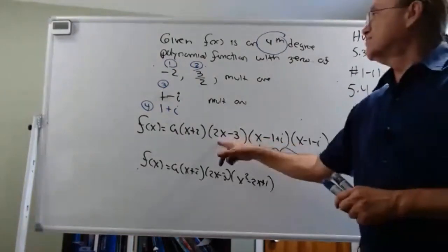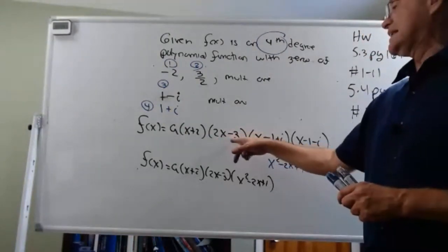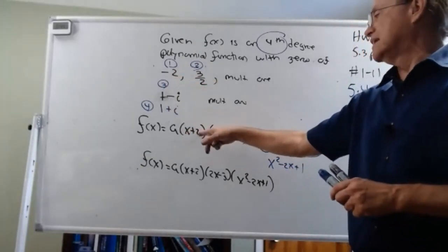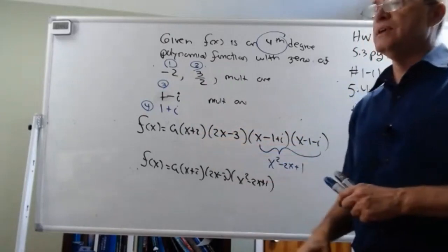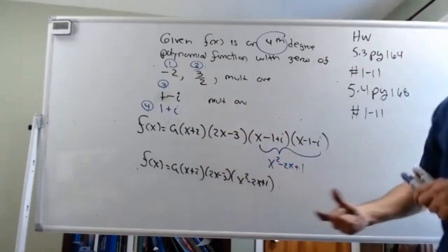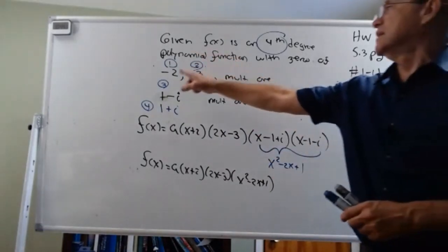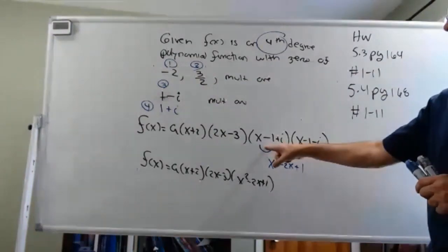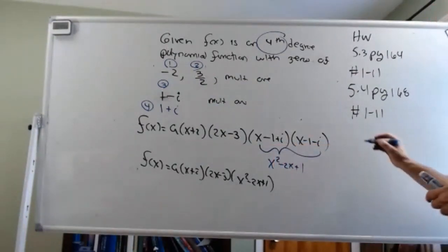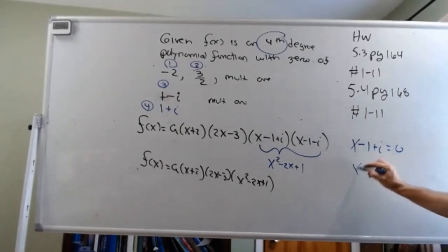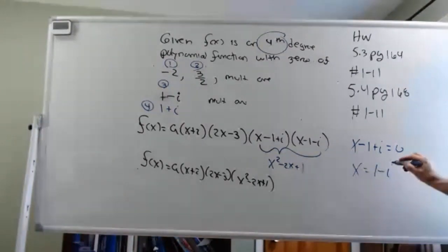So this one I could have written as x subtracting 3/2. It's always minus the root. This is x minus a -2, which becomes x plus 2. Meaning if I set each of those binomials equal to 0, I will get those values out. So if I set x minus 1 plus i equal to 0, I move everything over, and I get x is equal to 1 minus i.